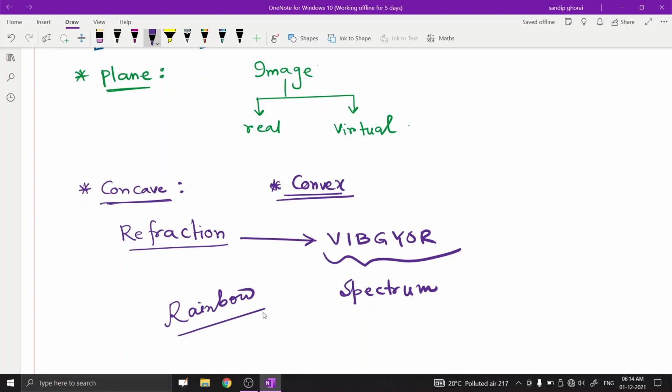Know what happens when light travels through a prism, what is meant by dispersion and spectrum, and also know about the rainbow. So this is the end of today's class.